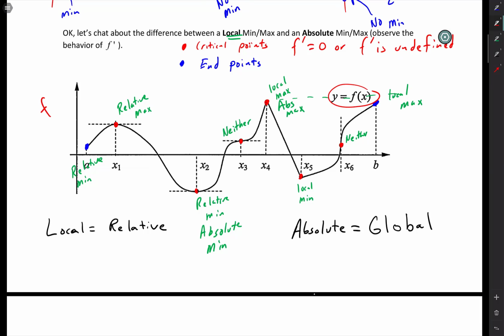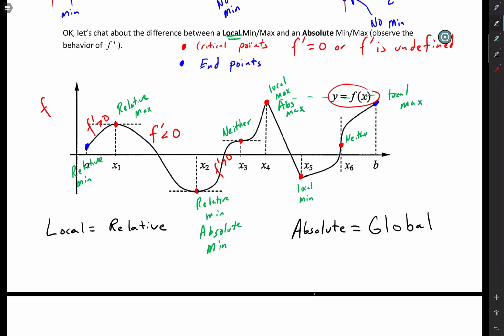Sorry, guys. Derivative is positive. That's how you say derivative is positive: f prime greater than 0. Between x1 and x2, the derivative is negative, so f prime less than 0. Between x2 and x3, f prime is greater than 0.